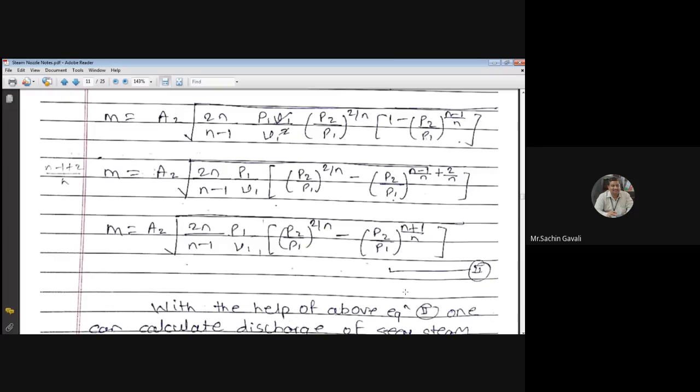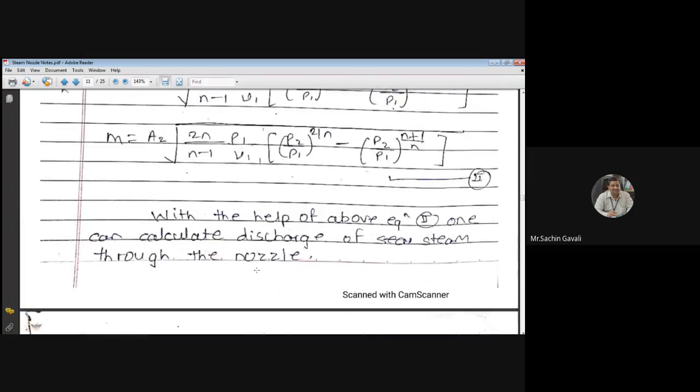Am I right? I think up to this we completed last lecture; I have revised for 10 minutes. Am I right? Somebody can say? Yes, sir. Okay. Then with the help of the above equation, one can calculate the discharge of steam through the nozzle. So this equation. Now we have to go for the condition for maximum discharge.